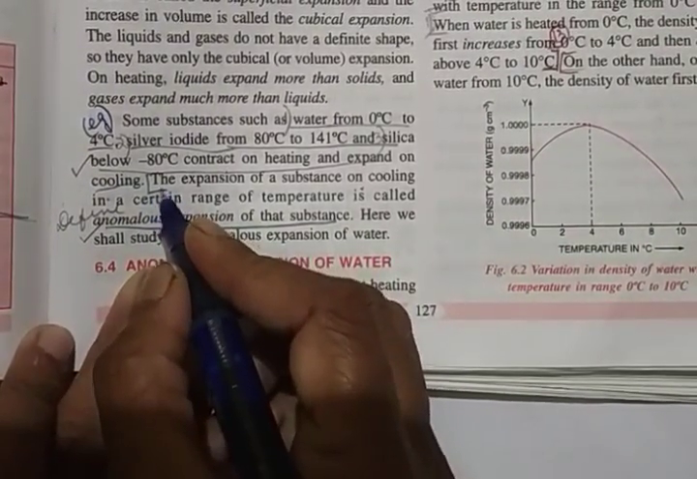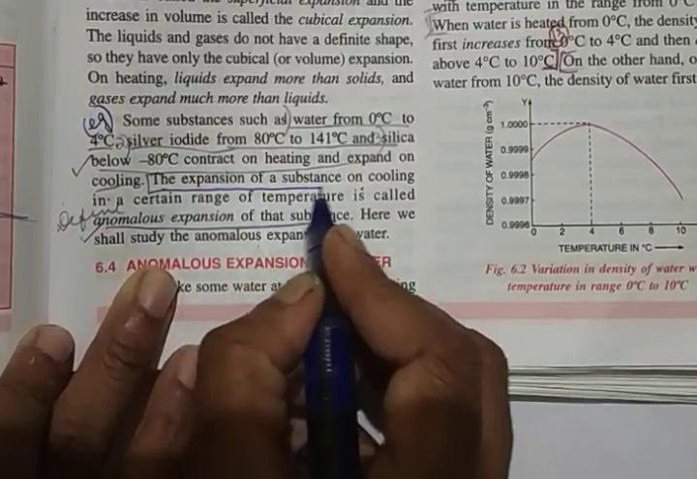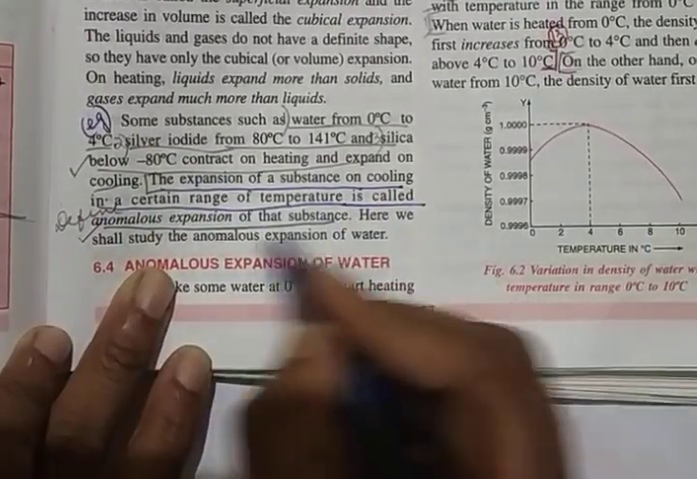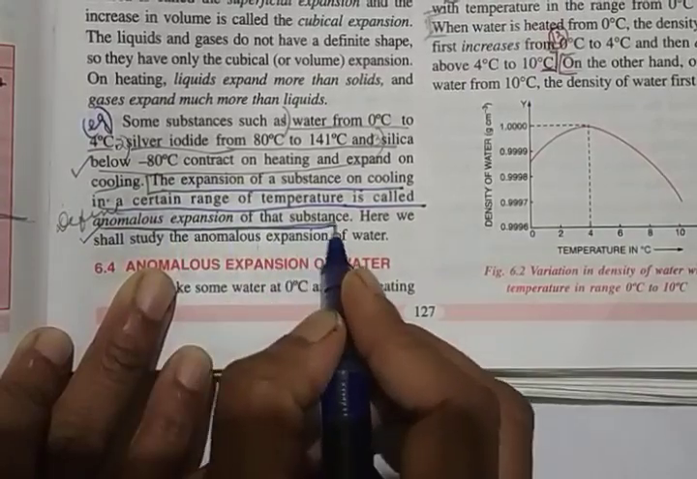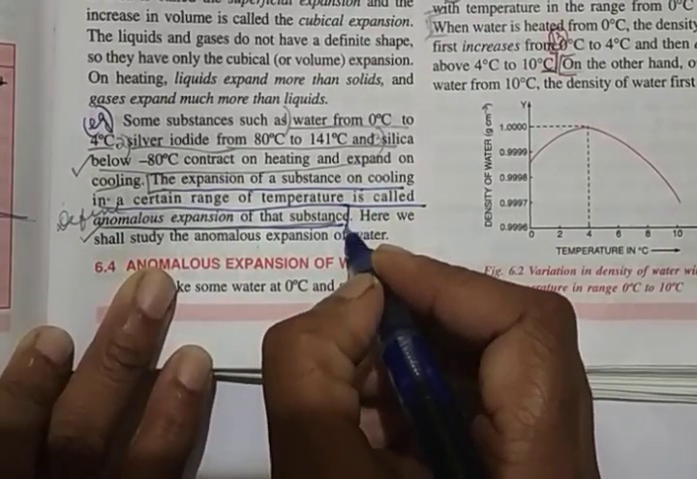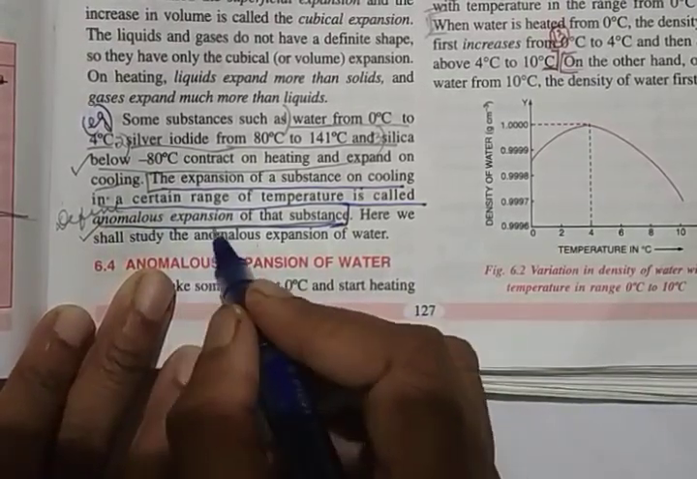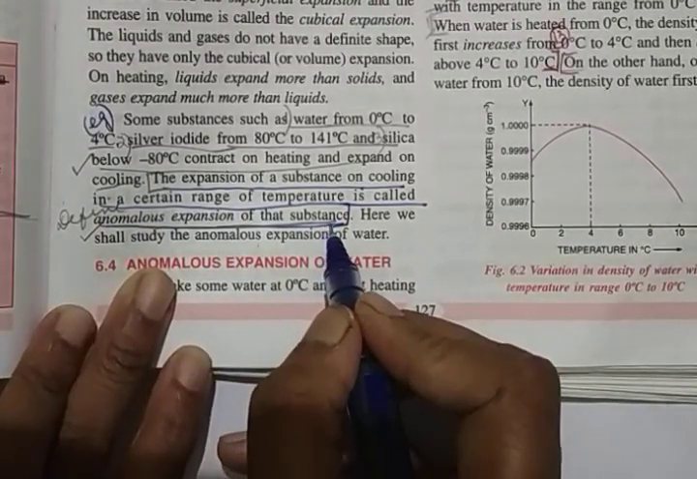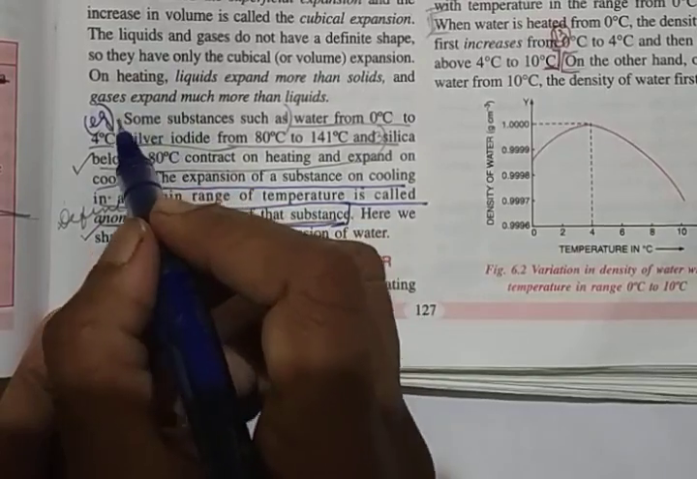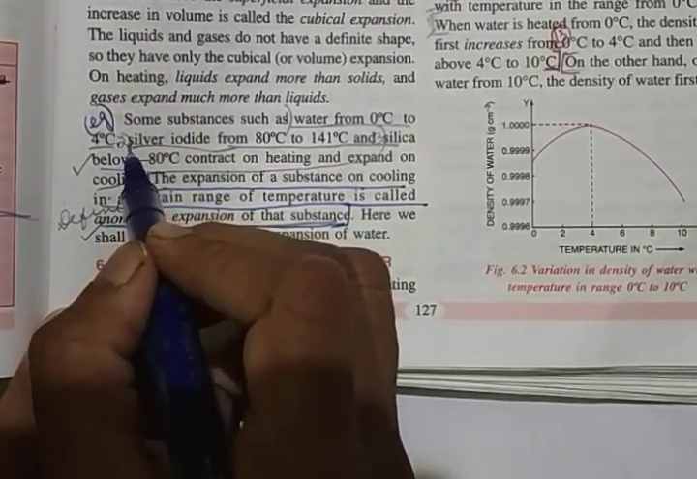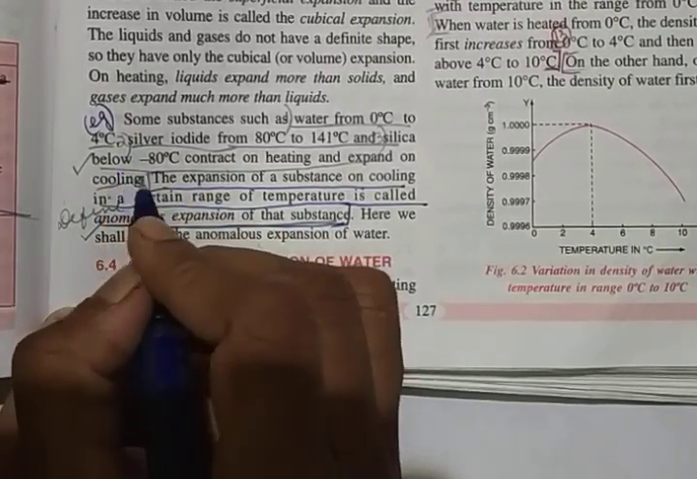Mark from here: the expansion of a substance on cooling in a certain range of temperature is called anomalous expansion of that substance. So, this is the definition of anomalous expansion of a substance. Then, the next important thing is examples. Very few materials show this anomalous expansion.